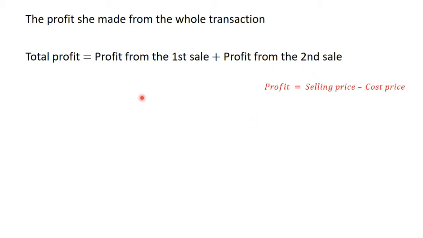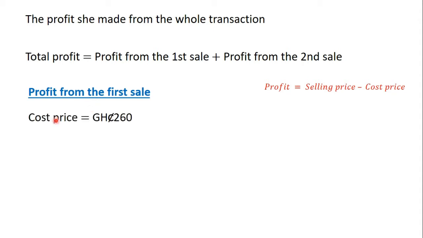Now let's find the profit from the first sale. Remember that profit is equal to selling price minus cost price. From the first sale, we have been able to find out in the previous video that the cost price is equal to 260 Ghana cedis. So for the first part of tomato that she sold, the cost price was 260 Ghana cedis. And the selling price, we found out that is 338 Ghana cedis. So for the 65 kilograms of tomato that she sold, the selling price was 338 Ghana cedis.